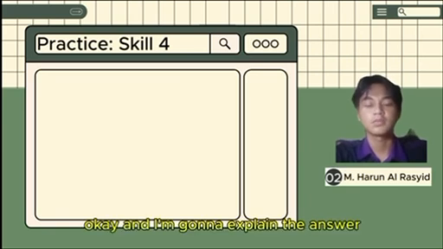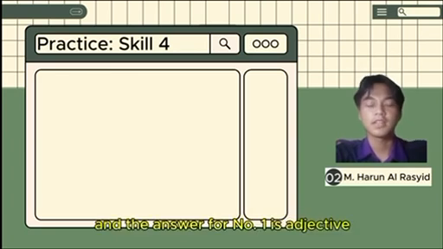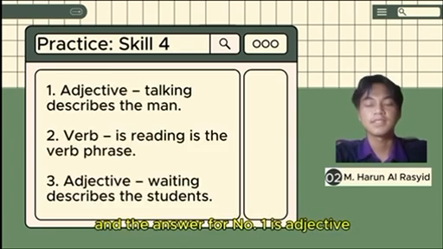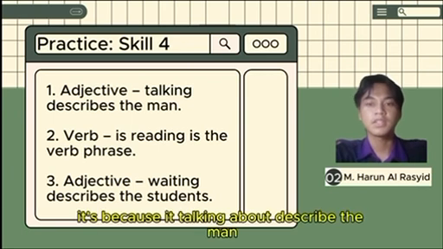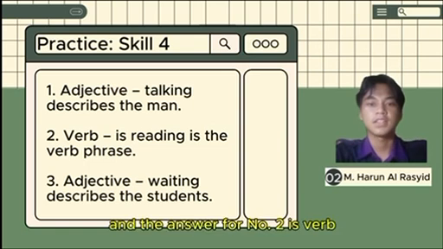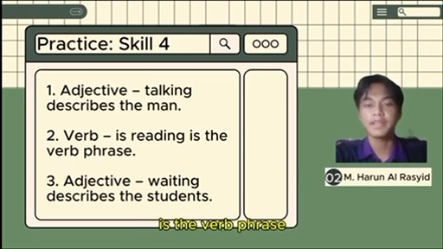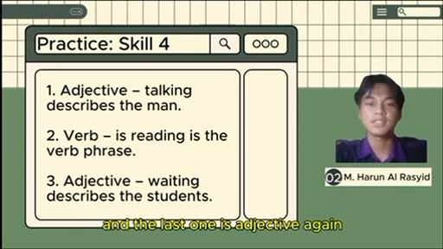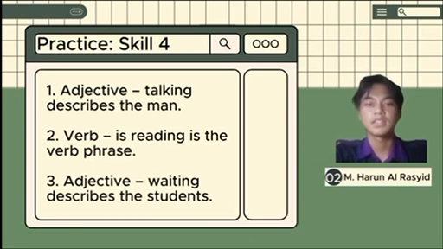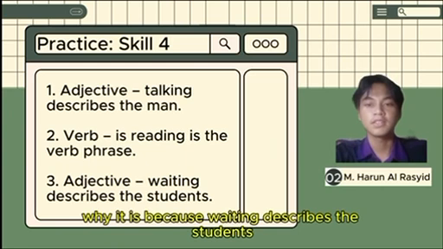Okay, and we're going to explain the answers. The answer for number 1 is adjective, because it is describing the man. The answer for number 2 is verb, because is reading is the verb phrase. And the last one is adjective again. Why? Because waiting describes the students.